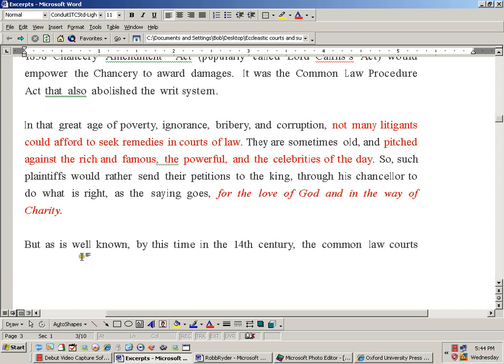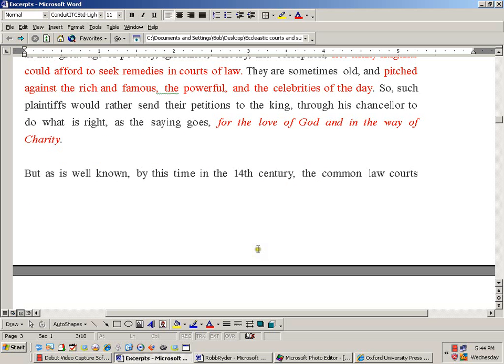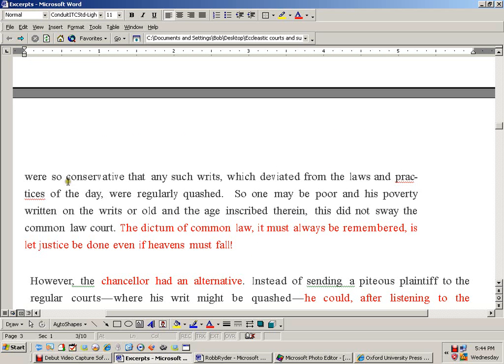But as is well known, by this time in the 14th century, the common law courts were so conservative that any such writs which deviated from the laws and practices of the day were regularly quashed. So one may be poor and his poverty written on the writs, the old and the aged inscribed on there, and they did not sway the court. It didn't matter if he told them, hey, I'm poor, I need some help, court of common law. The dictum of common law, it must always be remembered, is let justice be done even if heaven must fall.